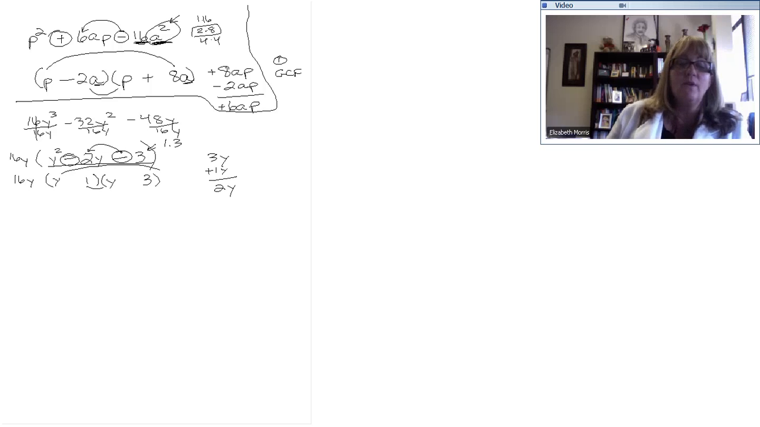So there's your answer. You don't get to forget the 16y. It's got to be there. It's 16y times y plus 1 times y minus 3. Still all a multiplication problem now.